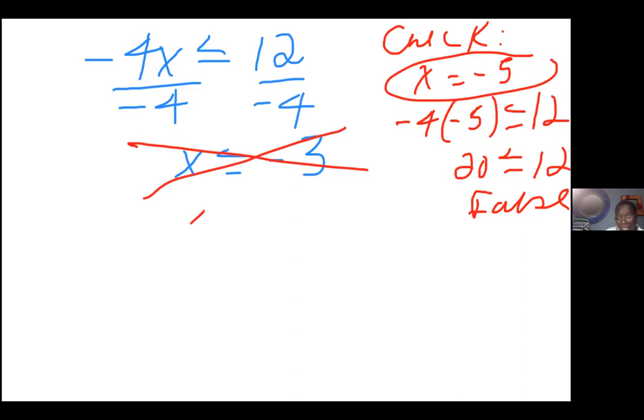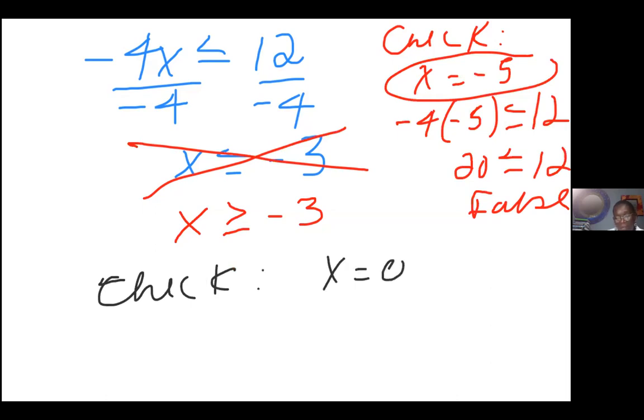On the other hand, if we were to reverse the inequality symbol to reflect every single value greater than or equal to -3, we're going to test it again. Let's pick a value that's greater than or equal to -3. My favorite value to test with, guys, whenever we have to do all this testing, is 0. I love testing with 0. So you will hear me say this throughout the remainder of the semester. So I'm going to check with x equals 0. 0 is obviously greater than -3.